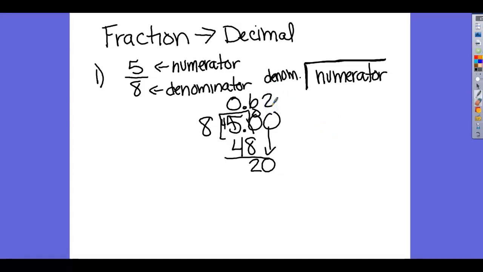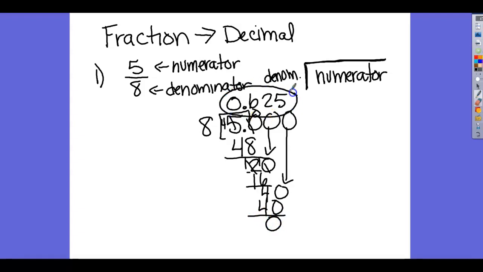Twice. 2 times 8 is 16. Subtract and I would get 4. Again, I have another number, so I'm going to add a 0 and bring it down. 8 can go into 40 5 times. 5 times 8 is 40. So that's how I know I'm finished, because I'm left with nothing. So 5/8 as a decimal is 0 and 625 thousandths.